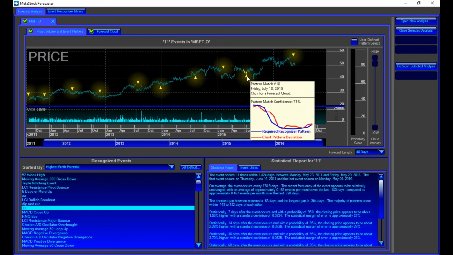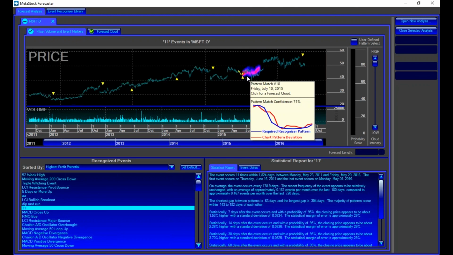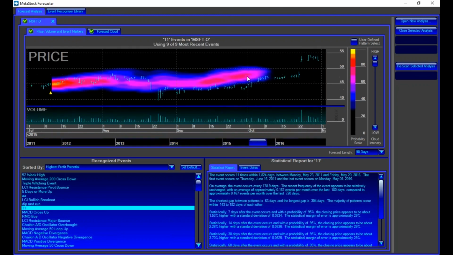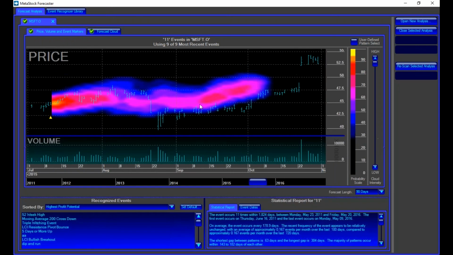So the red is the actual chart pattern that it's displaying. The blue is what we drew. This is showing me that it's about a 75% match, so it's pretty darn close to what we were looking at. Let's take a look at the forecast cloud from that. Very similar movement. Just outside the forecast cloud range, but we had a very similar movement where we dipped down here, and then, make this a little bit bigger, we dipped down here and then we started having that movement up. So it's that direction.